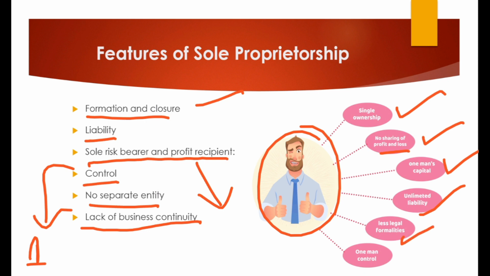Next is less legal formalities. As we have discussed, there are not many legal formalities in formation and closure. He can open anytime and he can close the business anytime. Next is one man control. Yes, entirely the business is under one man's control. So these are the features of sole proprietorship.